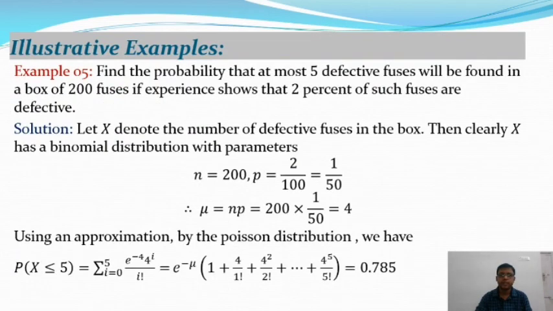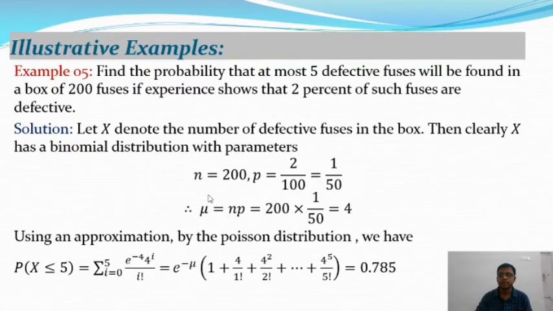After that we are going to take one more example on Poisson distributions. Find the probability that at most 5 defective fuses will be found in a box of 200 fuses, if experience shows that 2% of such fuses are defective. So here is the solution of the given problem. Let capital X denote the number of defective fuses in a box. Then clearly X has a binomial distribution with parameters n equal to 200 and p equal to 2 by 100, that means 1 by 50.